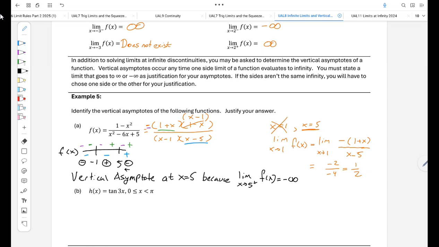Your choice. I could have said 5 minus is positive infinity, but I'm just grabbing these things from the sign chart. The problem isn't any different. It was our job to decide what our asymptotes were.